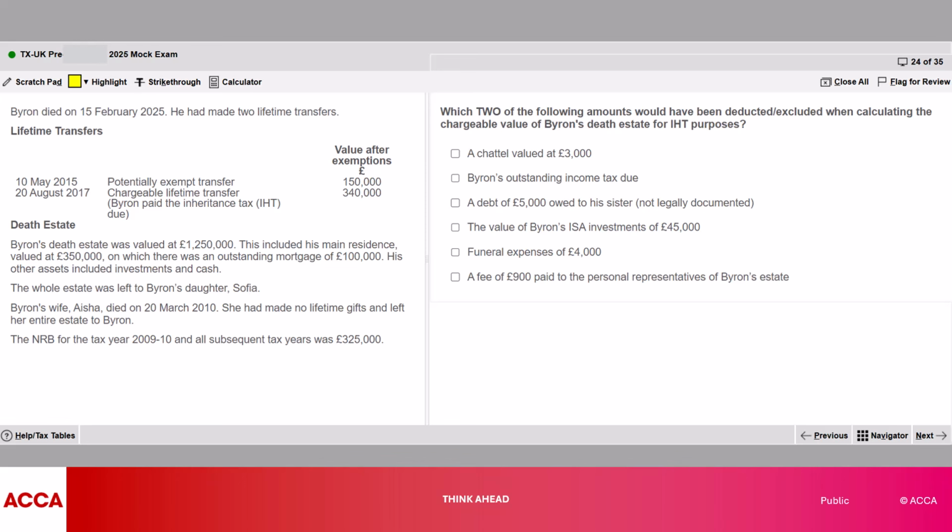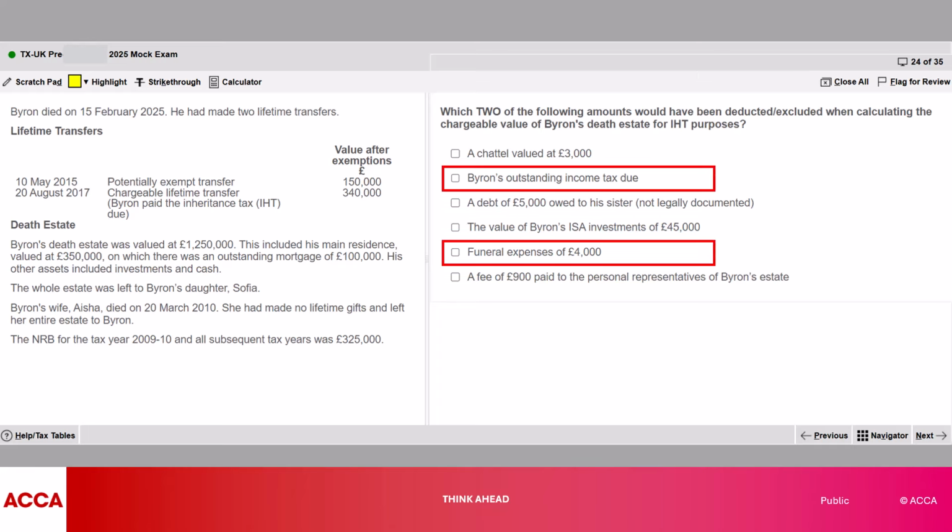Next question. Which 2 of these amounts would have been deducted or excluded when we worked out the value of Byron's death estate? So we have a list of things that we need to decide which of those is, if it's an asset, going to be included, or if it's an amount owed, which is going to be deducted. And we have a chattel valued at £3,000. Now that would have to be included. It would be exempt from capital gains tax, but not from inheritance tax.